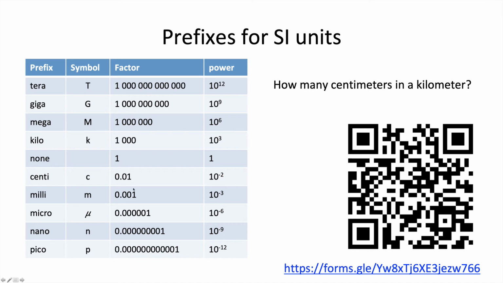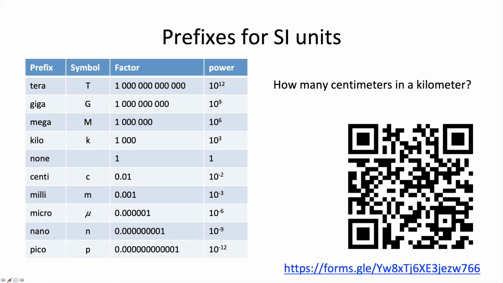Now, getting smaller, we've got centi, so centimeters, 10 to the minus 2. Milli, which is 10 to the minus 3. Micro is 10 to the minus 6. Nano is 10 to the minus 9, all the way down to pico, which is 10 to the minus 12. And it's not here, but there's femto, which is 10 to the minus 15.